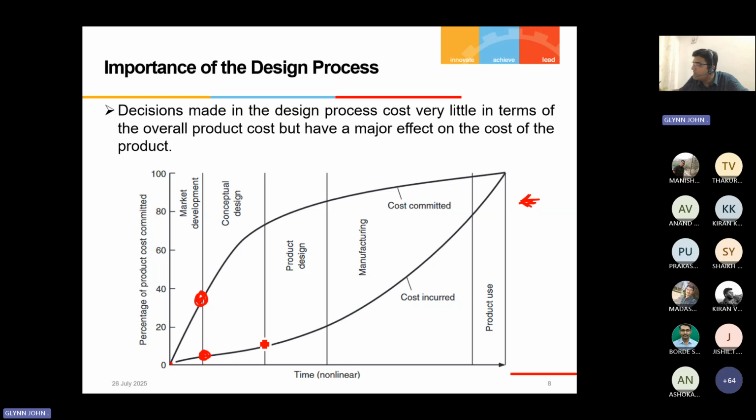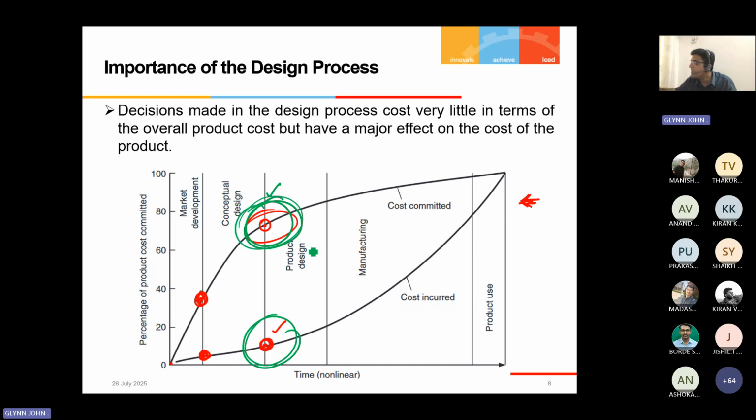Now, even at the conceptual design phase, that means once I choose a plastic component, I'm committing to so much cost, right? So, which means the moment I make this decision, I'm making a decision that I'm going to spend so much for the injection molding mold, that is injection molding process, the mold, the machine, right? And the number of trials it will require to finalize the final component, right? So this is cost committed. Now, at this stage, you're not spending that much money, but you are already committing, right?